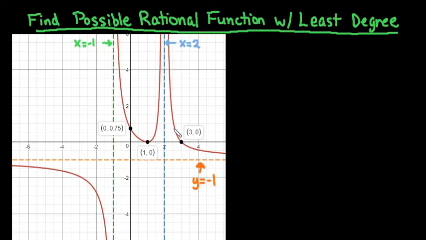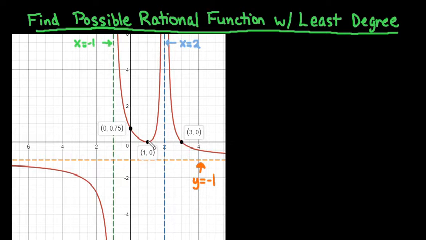Okay, for this video, what I want to do is talk to you about finding a possible rational function for a given graph, using the information in the graph to help us create a rational function that could look like this. Okay, so what we're going to start with is the numerator.